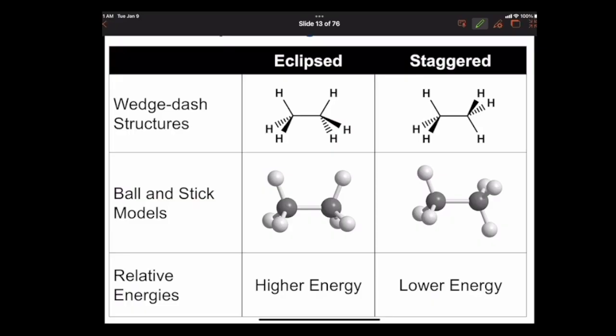If I keep rotating, what happened? I'm now back to eclipsed, back to staggered, back to eclipsed. So they oscillate. That's why we only really have two. Threefold symmetry around that CH bond just means you have two choices. You're eclipsed or you're staggered. That's it. Staggered is lower in energy if possible.